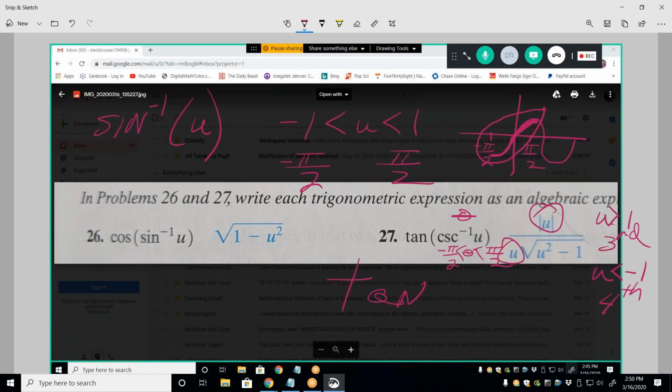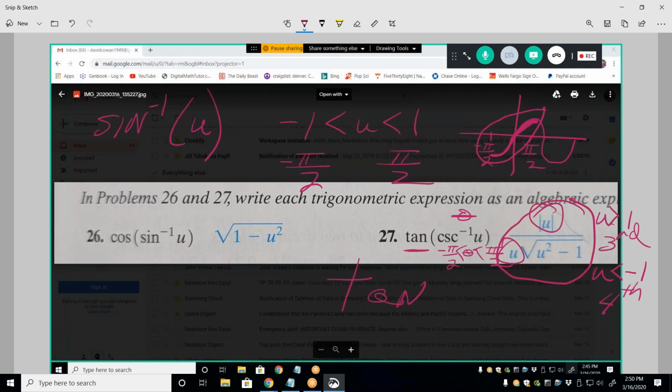And when we're in the fourth quadrant, the tangent of a fourth quadrant angle is negative. So this covers your third and your fourth quadrants only. But that's fine, because this angle theta has to be in the third or fourth quadrant. It can't be in the first. Gotcha.